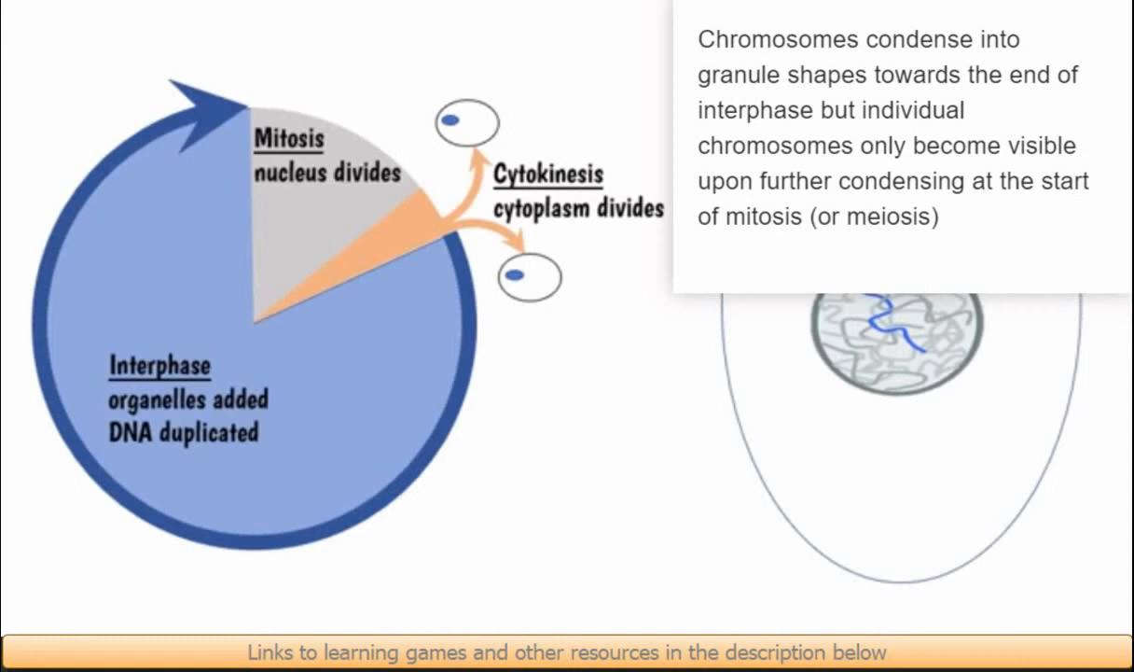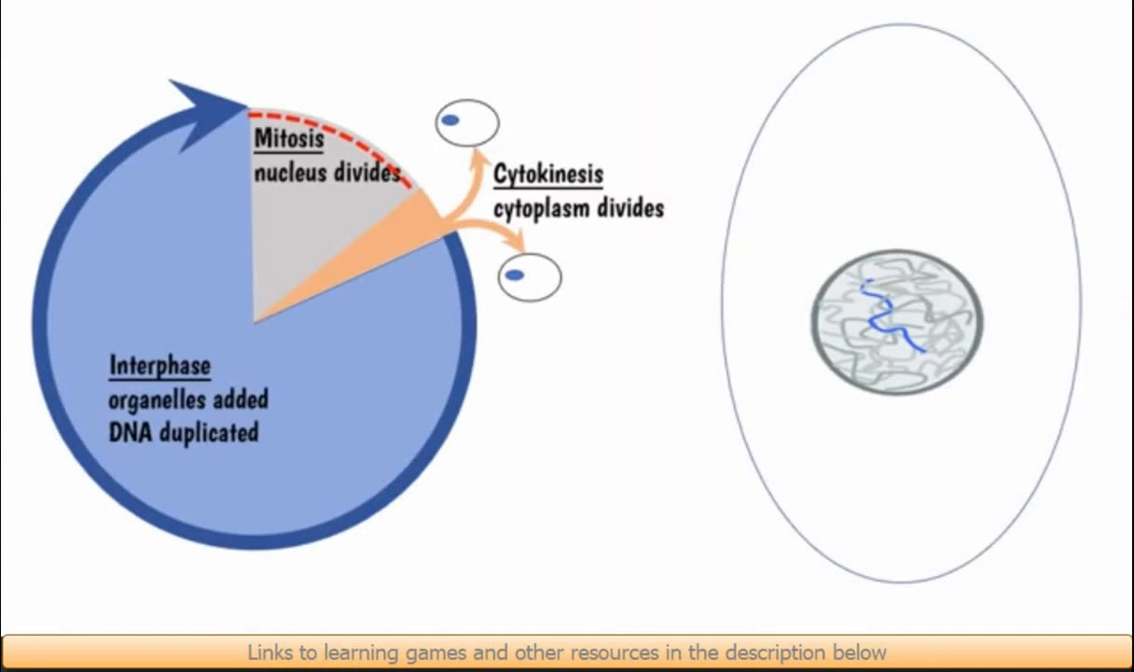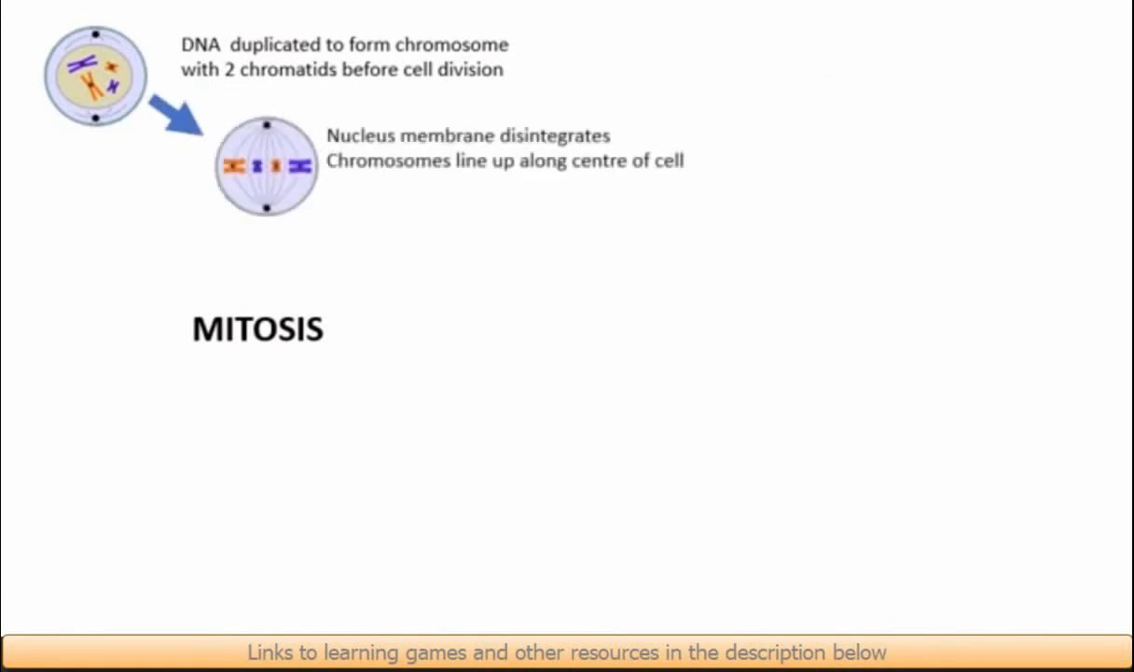If it takes place, the next stage is mitosis, where the nucleus divides. The last phase, where the cytoplasm divides into two cells, follows on directly from mitosis. In mitosis, the nuclear membrane disappears and the chromosomes are pulled into single file along the center of the cell by microtubules.